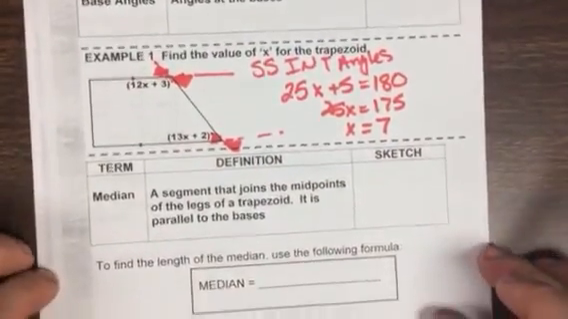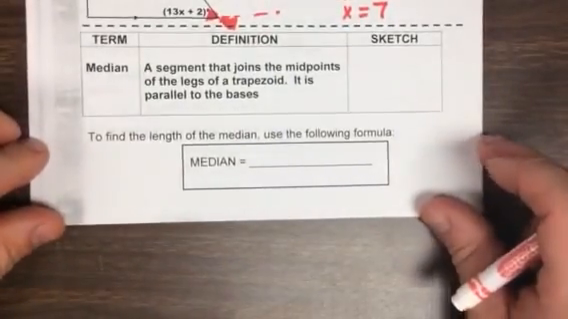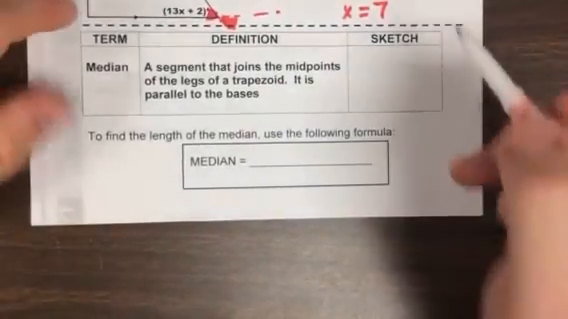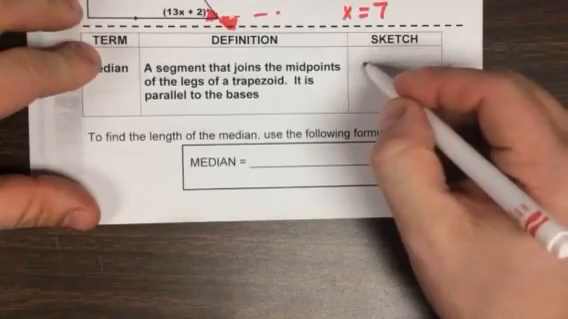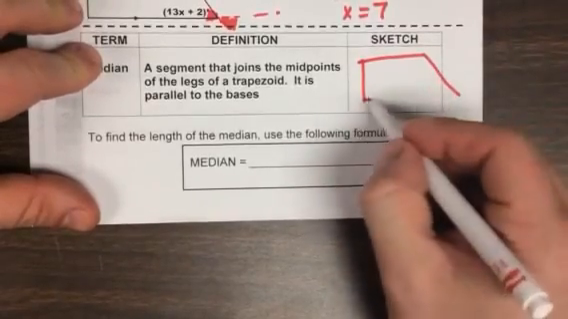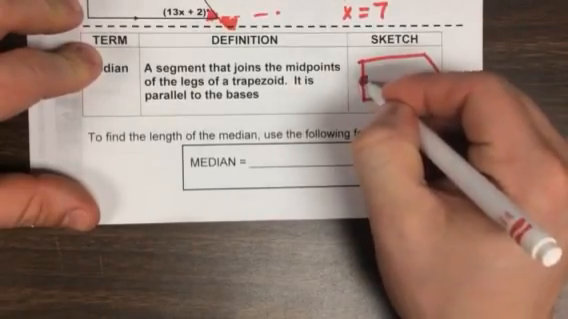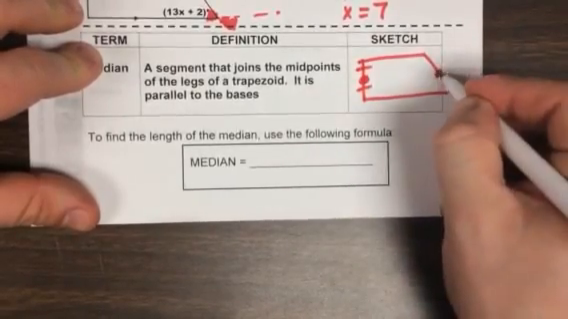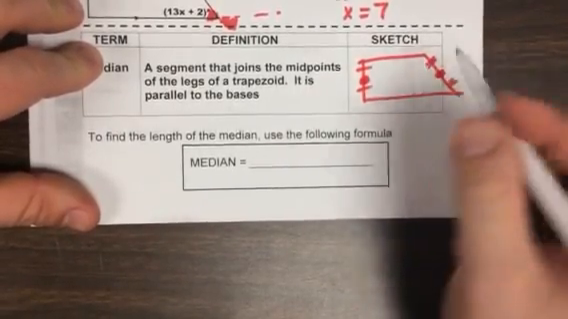The next thing we're going to talk about is the median, a segment that joins the midpoints of the legs of a trapezoid. So I'm going to draw a different type of trapezoid. We'll make it look like the one we just looked at. If it's going from midpoint to midpoint, we call it a median.